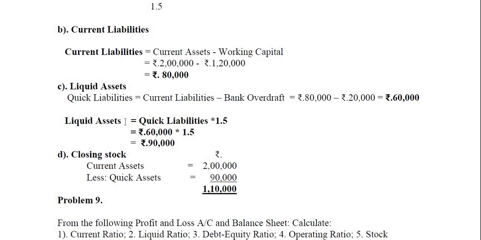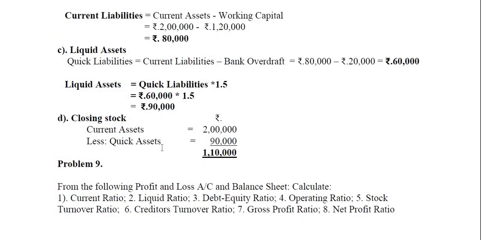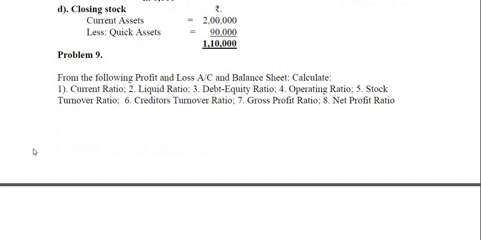Then liquid assets is equal to quick liabilities into 1.5, because quick ratio is given 1.5 is to 1. That means quick assets are 1.5 times the quick liabilities. Therefore 60,000 into 1.5 you will get 90,000 quick assets. And once you get closing current assets value and quick liabilities value, the difference is nothing but closing stock. Okay, now we'll move on to next problem.